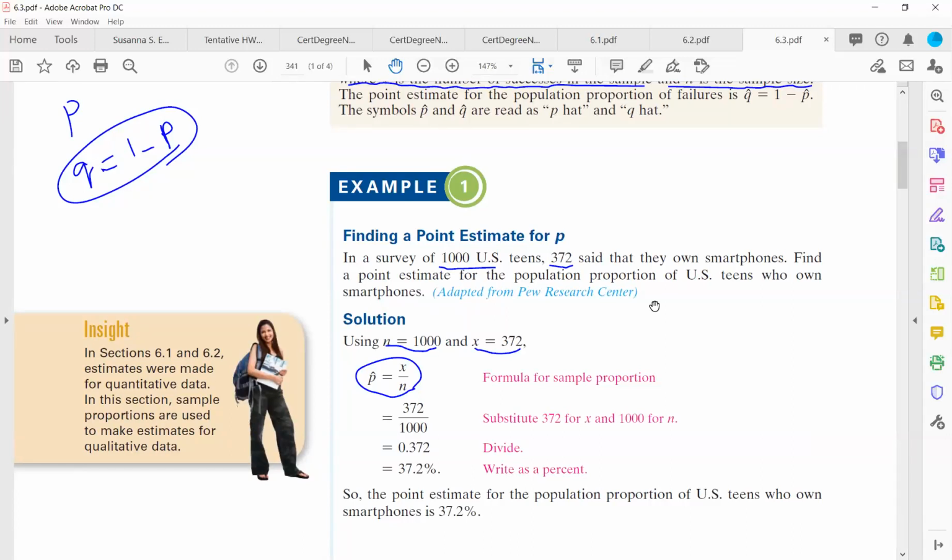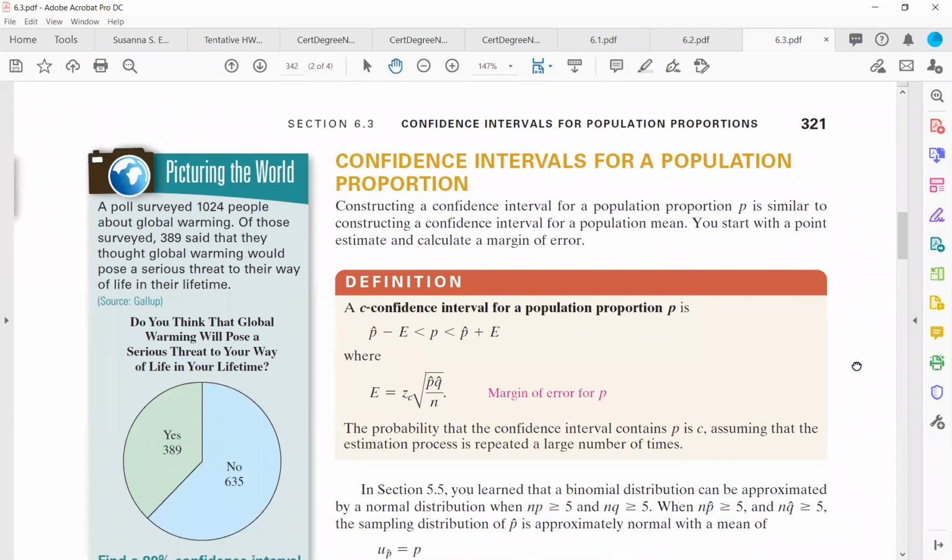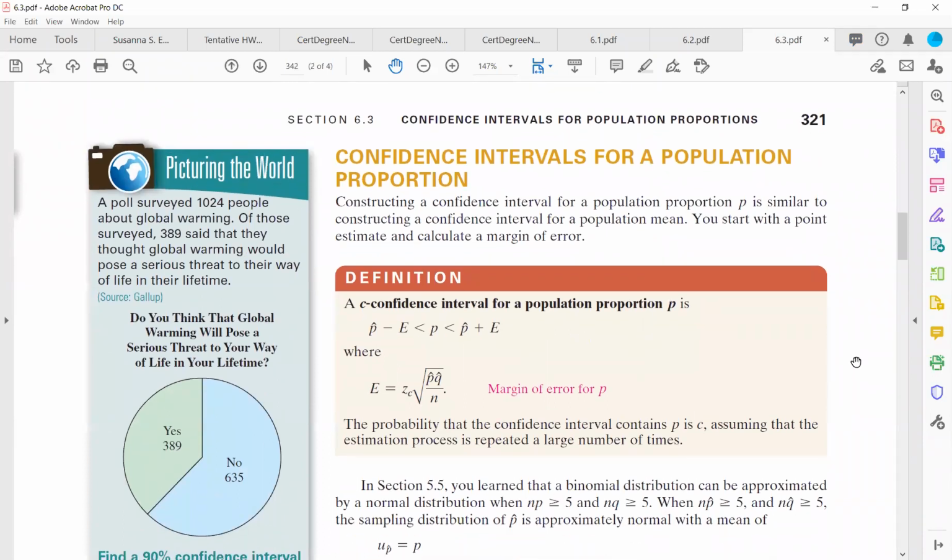Please take your time, if you have it. Very well. How do we form a confidence interval when we are working with proportion? First of all, for proportion, the critical value always comes from the Z table. Margin of error is equal to z_c times square root of p hat q hat divided by n. And p, the population proportion, is sandwiched between p hat minus E and p hat plus E.